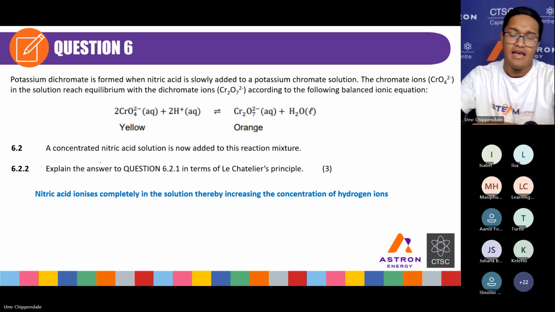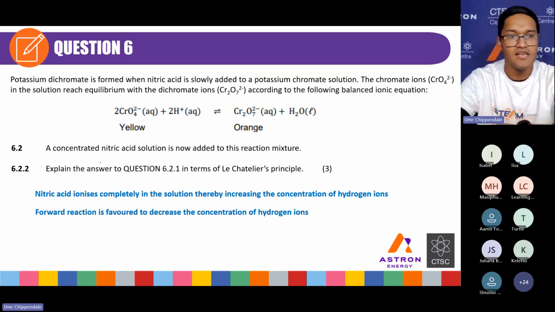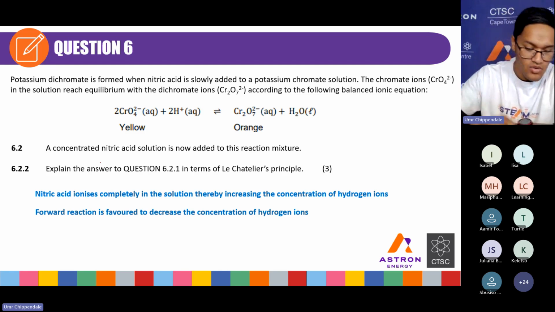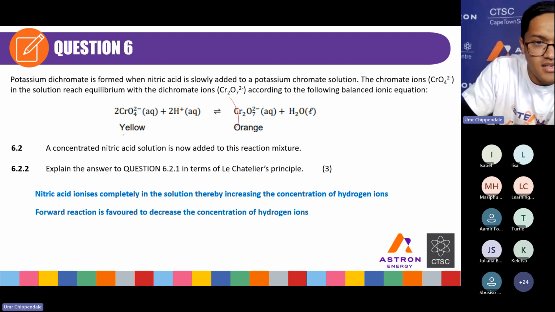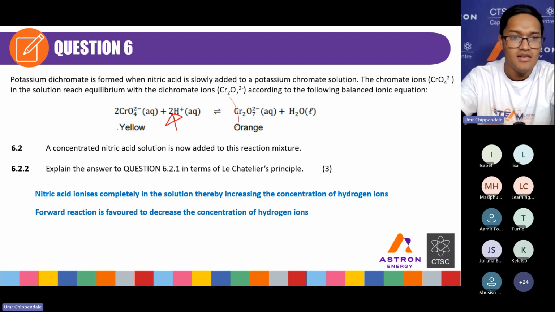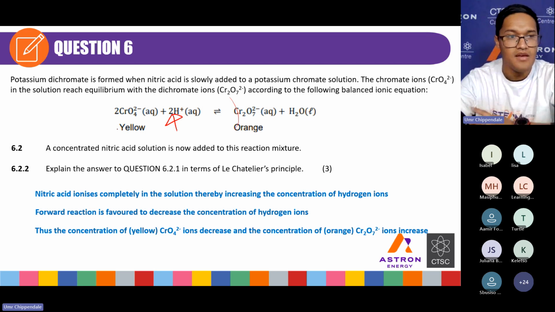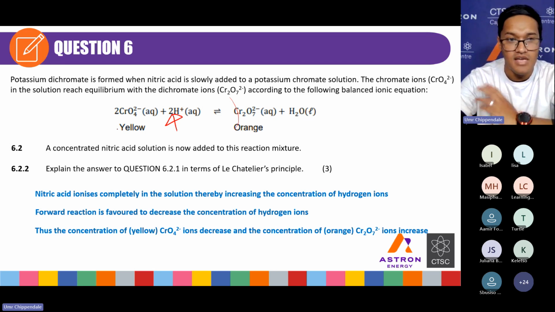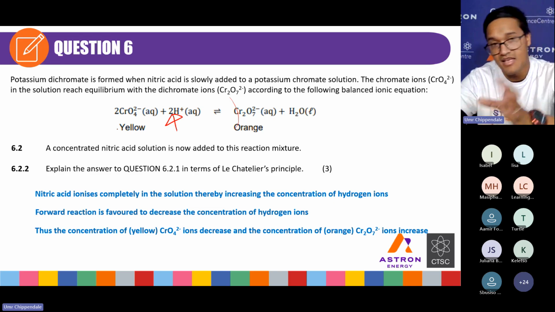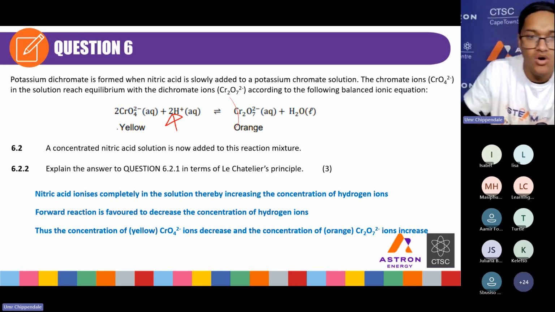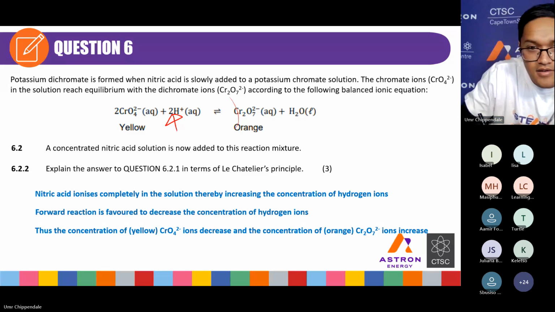And if that's the case, our forward reaction is going to be favored, so it will try and decrease the amount of hydrogen ions that we have, because here you'll see you have your hydrogen ions at your reactants. So we could also say the concentration of the yellow ions will decrease, making the entire solution more orange. And that is our Le Chatelier's principle.